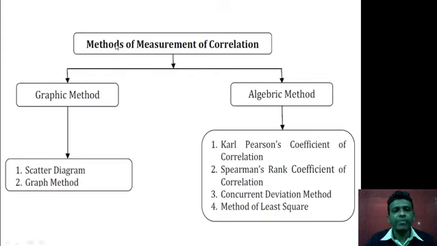So there are various methods of measurement of correlation. These methods can be broadly classified into graphic methods and algebraic methods. Under graphic methods we have again two different methods. The first one is the scatter diagram and the second one is the graph method. On the other hand, algebraic methods are segregated into four different types.